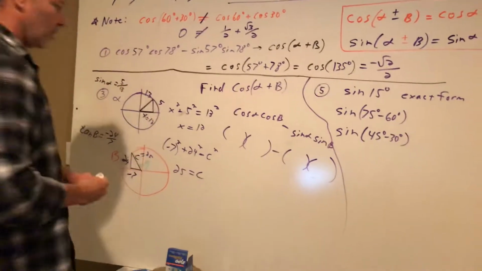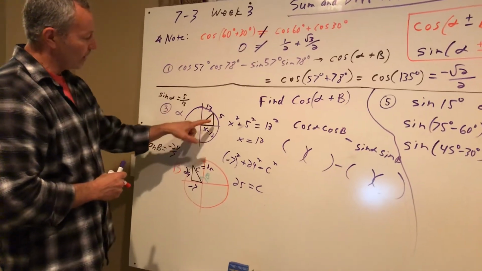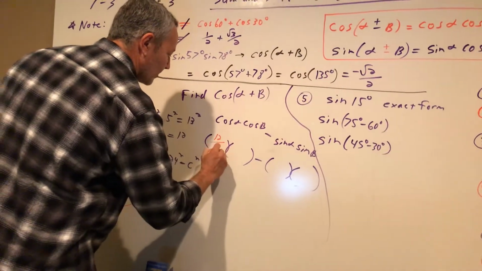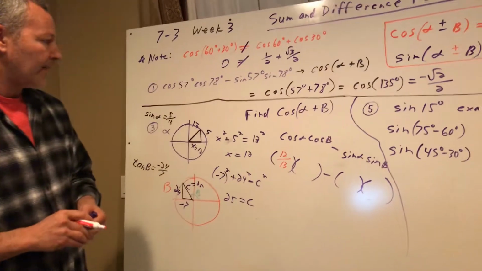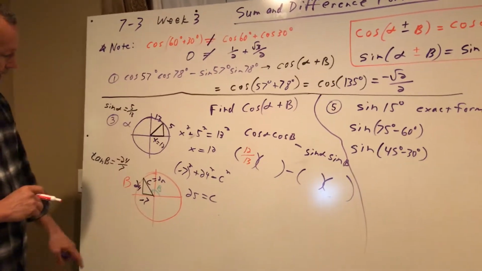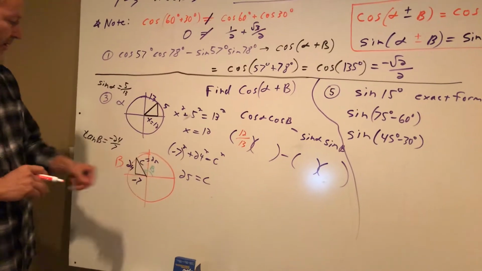Alright, okay, cosine of alpha. So here's alpha, our triangle's labeled, we want cosine. It's going to be adjacent over hypotenuse, 12 over 13. All right, next value is cosine of beta. Come down here, cosine of beta, adjacent over hypotenuse, negative 7 over 25.